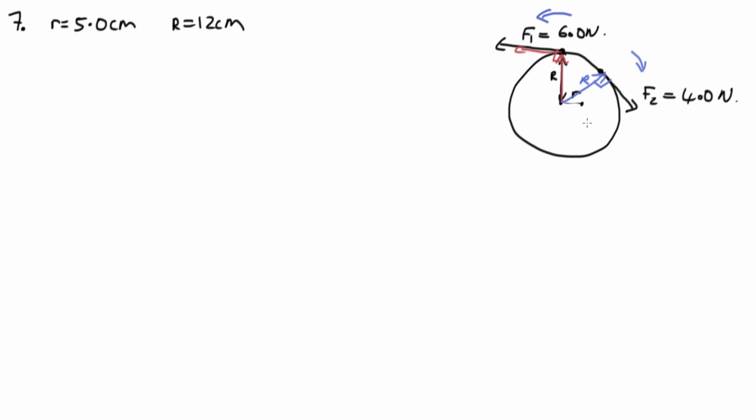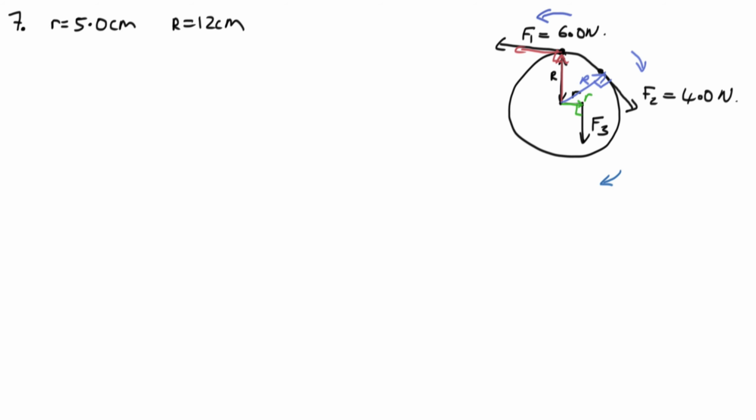Now we've got a third force acting down here, F3. This is acting at a distance from the center of the cylinder of little r, so 5 centimeters, not on the edge of the cylinder. So for this one, we've got our radial vector r this way and then F going down. So once again, there's 90 degrees, and this one is trying to make it rotate this way.